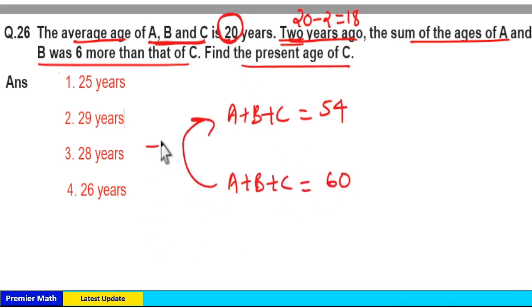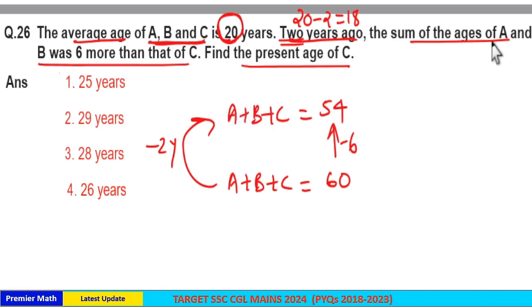Now 2 years ago, A reduced by 2 years, B reduced by 2 years and C reduced by 2 years. Total 6 years reduction from 60. So 60 minus 6, 54 years is the sum of ages of A, B and C 2 years ago.